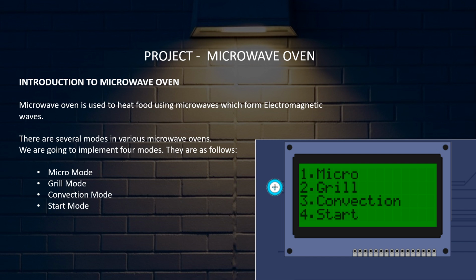So the project, as I was saying, was a microwave oven. Let's first see the introduction of the microwave oven. A microwave oven is used to heat food using microwaves, which are electromagnetic waves. There are several modes in various microwave ovens. We are going to implement four modes, and those modes are micro mode, grill mode, convection mode, and start mode, as you can see in this picture right here.